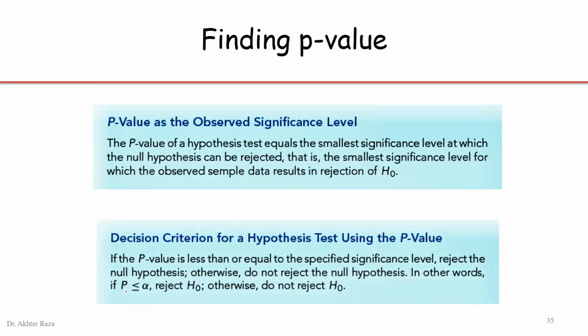Decision. As I told you, this statement is very important. We have to make the decision by this statement. P is the p-value, alpha is the level of significance. You have to compare these two things. If the p-value is less than or equal to alpha, reject H naught. Otherwise, do not reject H naught.